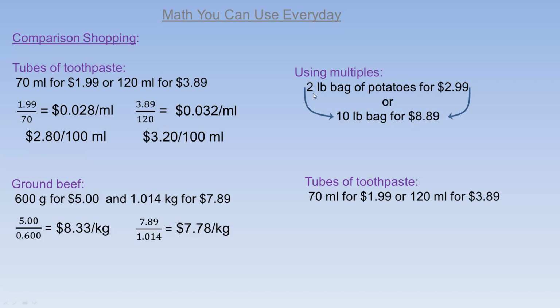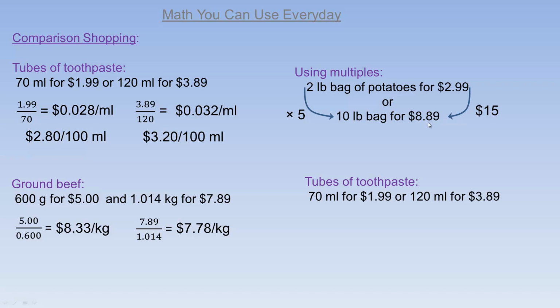Now this is what I mean by multiples. You see, 2 pounds and 10 pounds, this is 5 times bigger than this. 10 divided by 5 is 2. So if I were to buy 5 of these, that would be 10 pounds. So if I take this, well, it's almost exactly $3, and multiply it by 5, 3 times 5 is 15. So if I buy 5 of those at $2.99 apiece, it's almost exactly $15. So this one is a better buy because it's only $8.89.